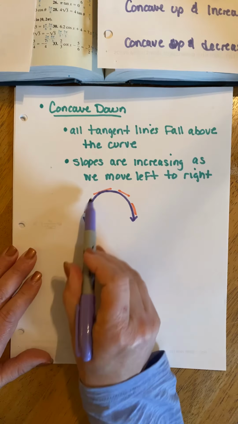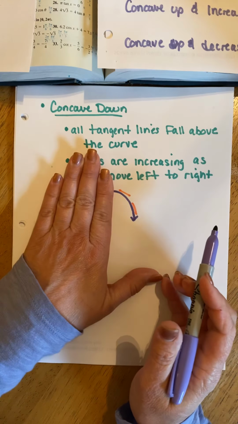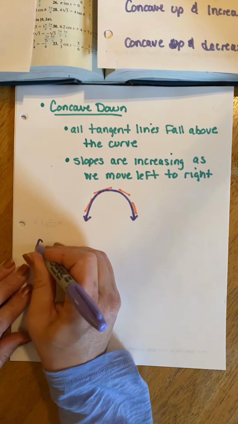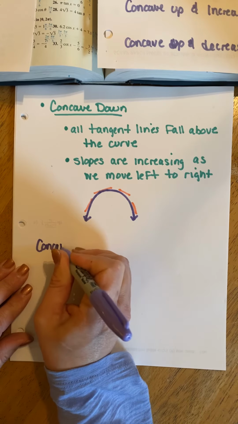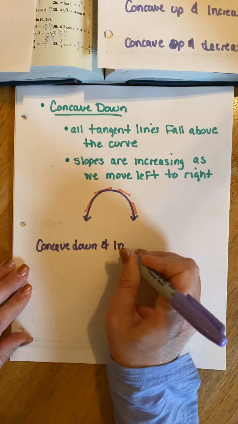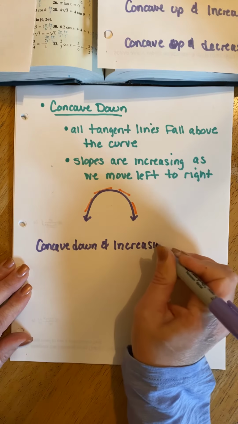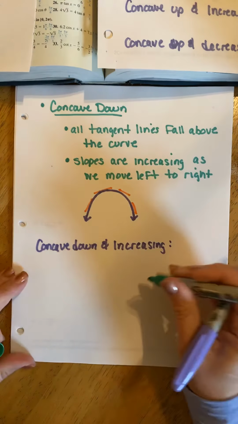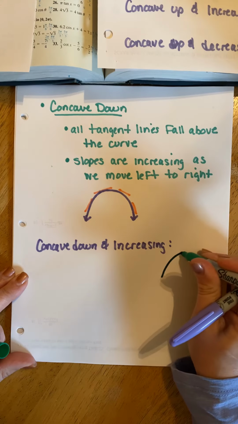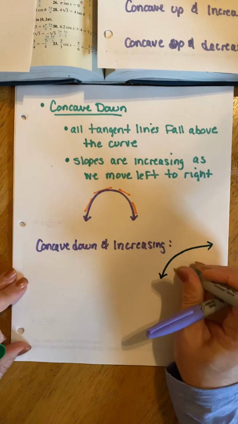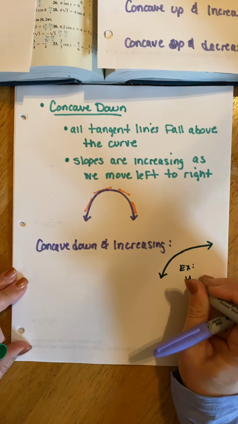You may not always see the entire bowl shape. You might only see part of the bowl shape, but as long as it's arched down, it's concave down. So concave down and increasing means we increase as we move from left to right, but we keep that arched down shape. So an example would be something like the square root function.